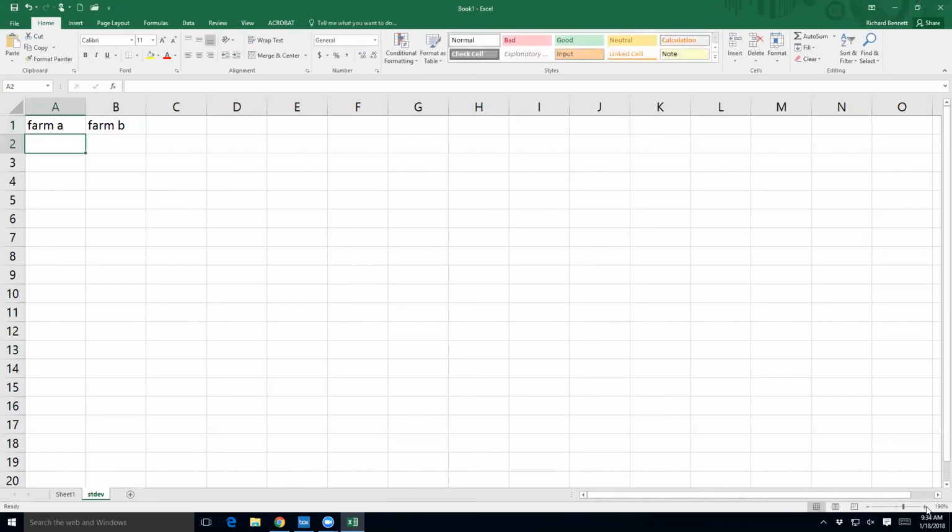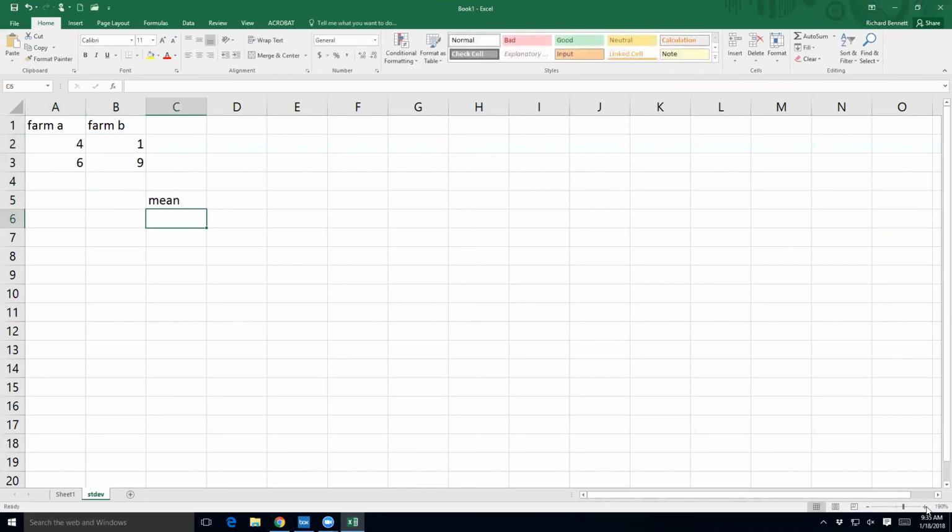Farm A, farm B. So I want to buy a couple of potatoes at farm A. Farm A, I buy 2 potatoes. One potato weighs 4 ounces. The next one weighs 6 ounces. I go to farm B. I also buy 2 potatoes. One weighs 1 ounce. One weighs 9 ounces.